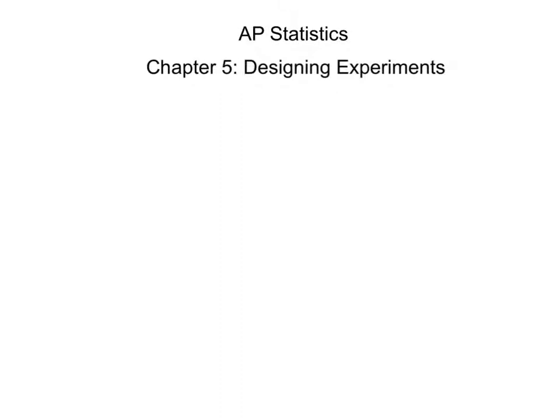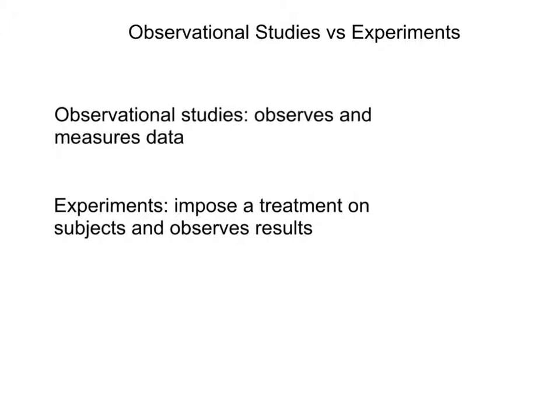This is a video for AP Statistics Chapter 5, Designing Experiments, and this is the second section of Chapter 5. An important thing to remember is you always want to use randomization whenever possible, whenever you're writing something for an answer or thinking about designing an experiment. Let's get started with what is the difference between an observational study and an experiment?